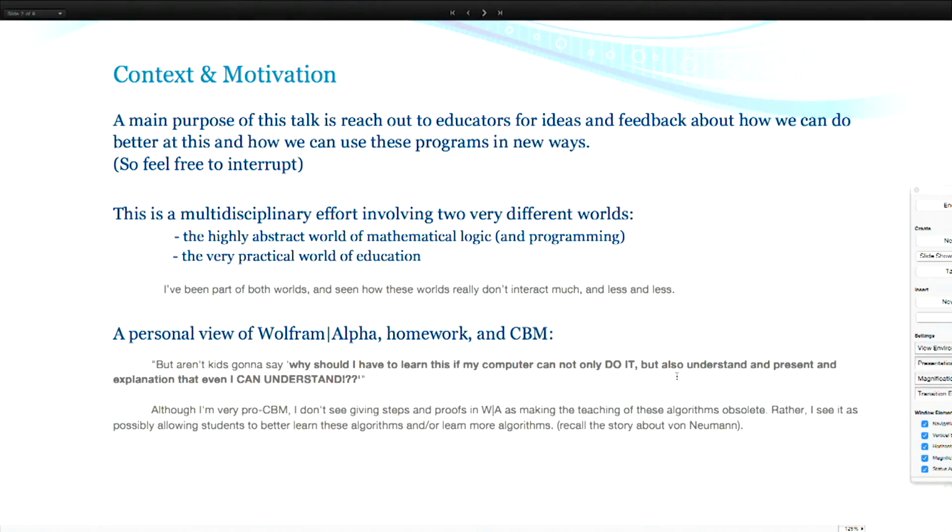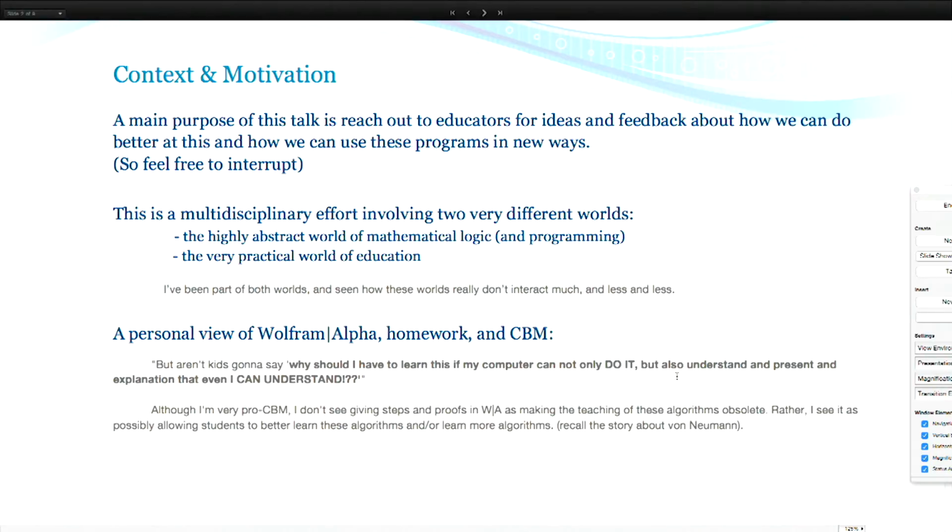Since we've had calculators in the classroom, students have been asking, why do I have to learn this if my calculator can do it? Right? And we've heard this from the start at Wolfram Alpha. Why do I have to do this if Wolfram Alpha can do it? And so now students with the step-by-step can ask an even harder question, right? Why do I have to learn this if not only can my computer do it, but can also understand and present an explanation that even I can understand, right?